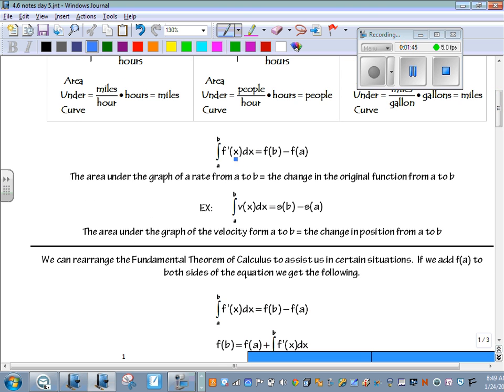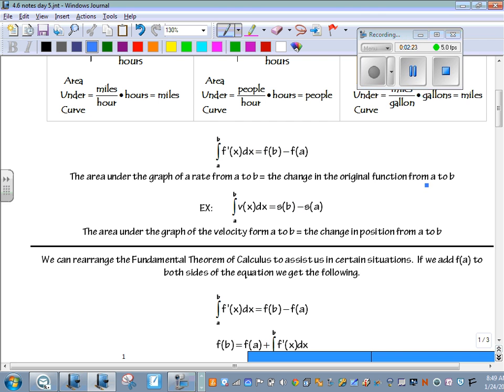So we looked at it graphically there. Here we're looking at it using calculus. Here's our fundamental theorem of calculus. The definite integral from a to b of the derivative f prime of x dx is f of b minus f of a. Right? So this is our rate of change. This definite integral is the sum of all of that changing. And this shows us the change in that function. So the area under the graph of a rate from a to b equals the change in the original function from a to b.